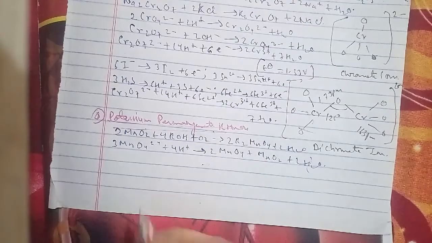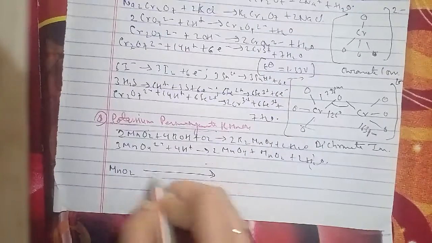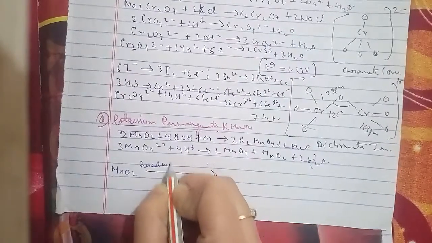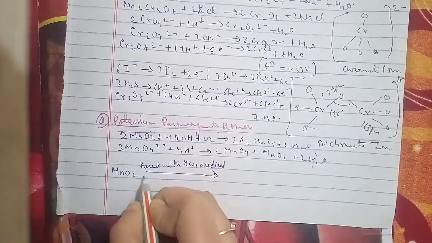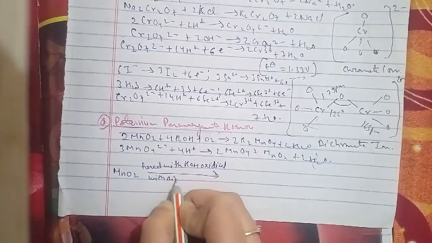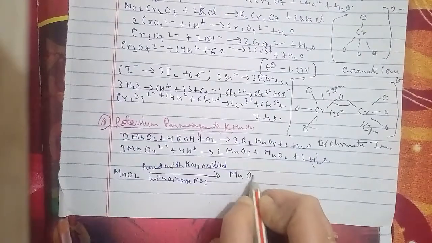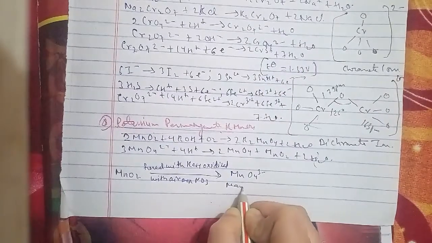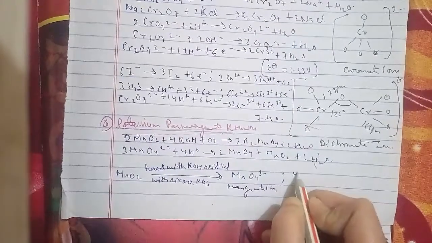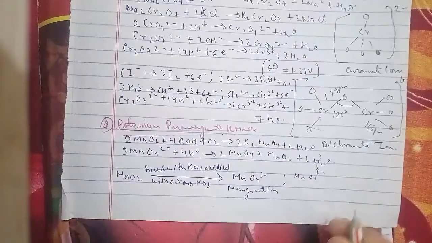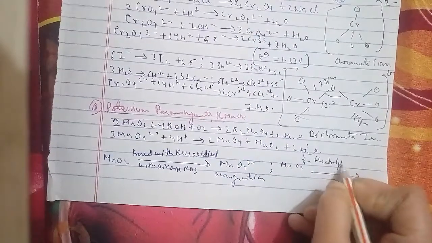In the laboratory, a manganese(II) ion salt is oxidized by peroxodisulfate to permanganate. The equation is 2Mn2+ + 5S2O8 2- + 8H2O gives 2MnO4- + 10SO4 2- + 16H+. We will discuss this further in the next class.